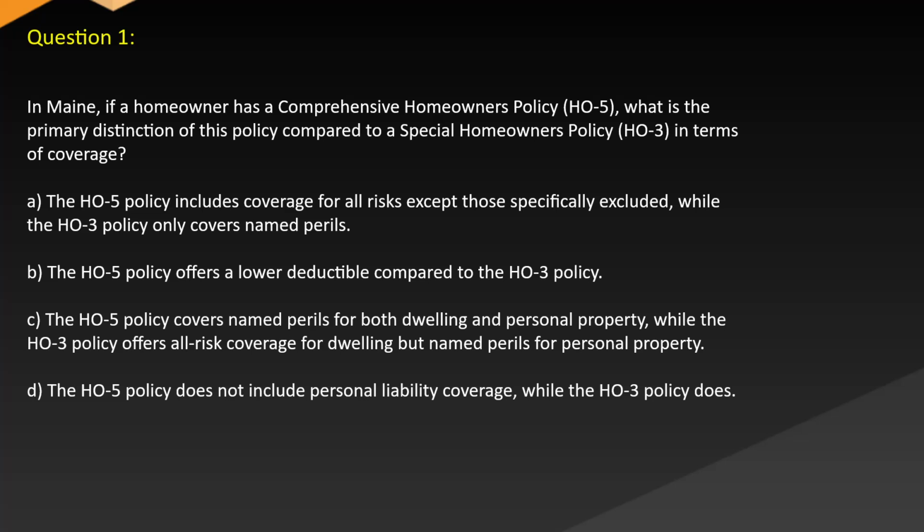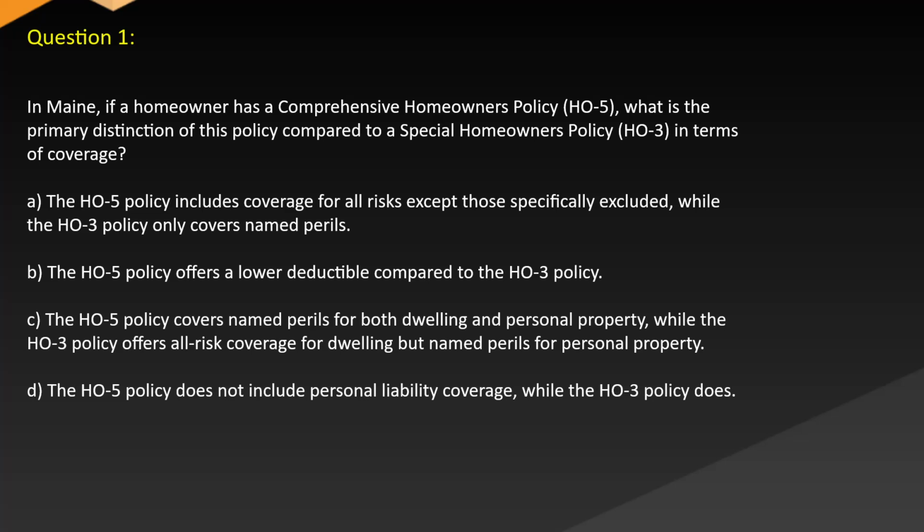Question 1. In Maine, if a homeowner has a comprehensive homeowners policy HO5, what is the primary distinction of this policy compared to a special homeowners policy HO3 in terms of coverage? A. The HO5 policy includes coverage for all risks except those specifically excluded, while the HO3 policy only covers named perils. B. The HO5 policy offers a lower deductible compared to the HO3 policy.